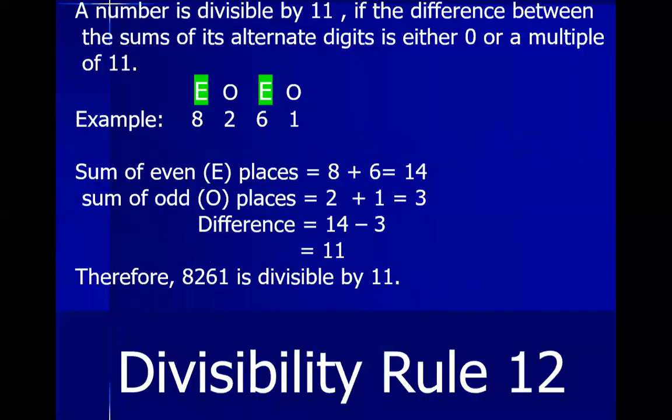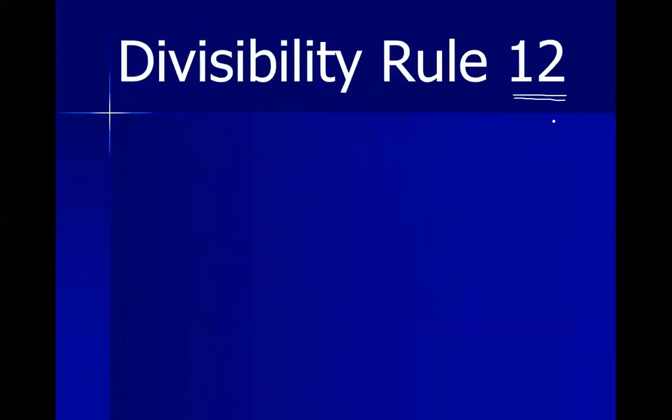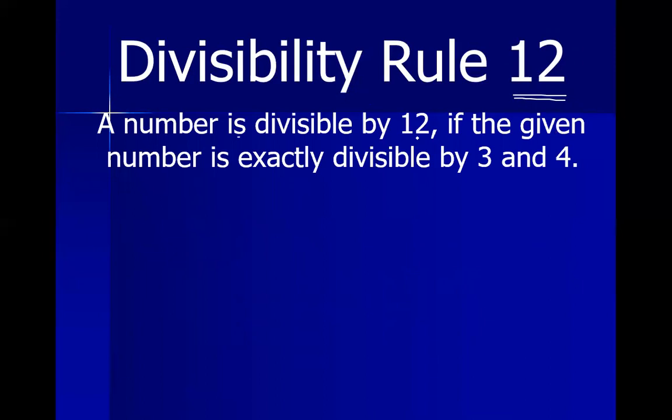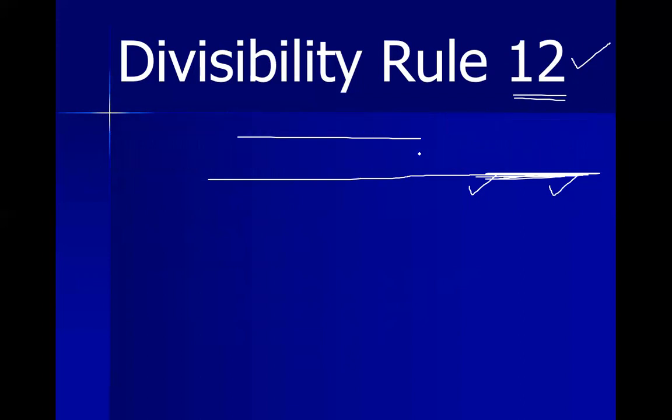Now the next rule is the divisibility rule of 12. It says that a number is divisible by 12 if the given number is exactly divisible by 3 and 4, like we did for the divisibility rule of 6, where we checked with 2 and 3. Now here we will check for 3 and 4. To check the divisibility of 12, we will not apply any new rule. We just use the previous rules for 3 and 4, so we have to apply two tests.